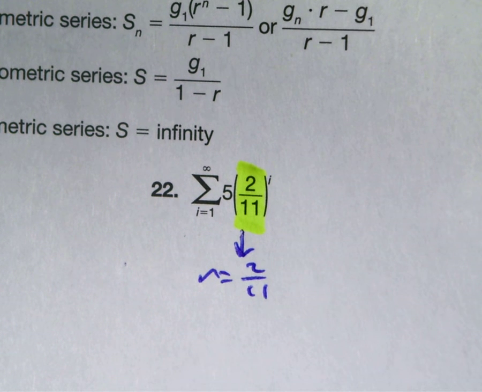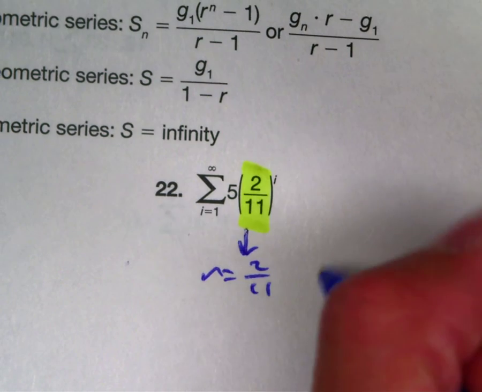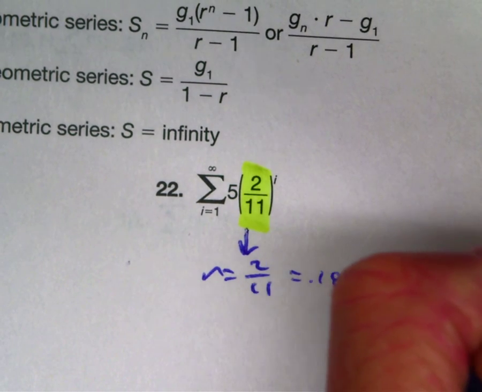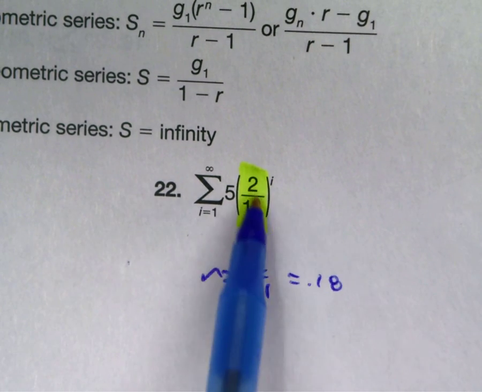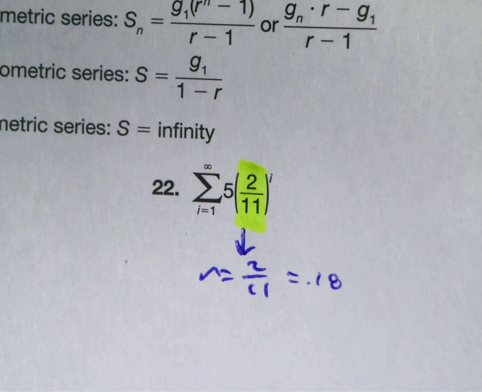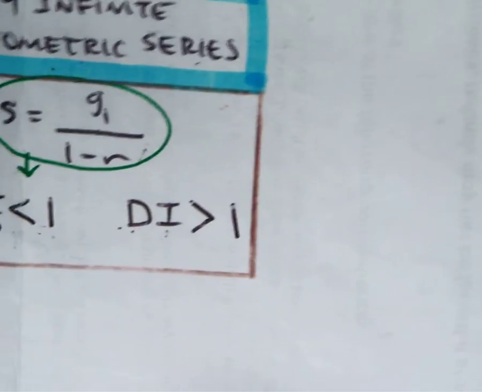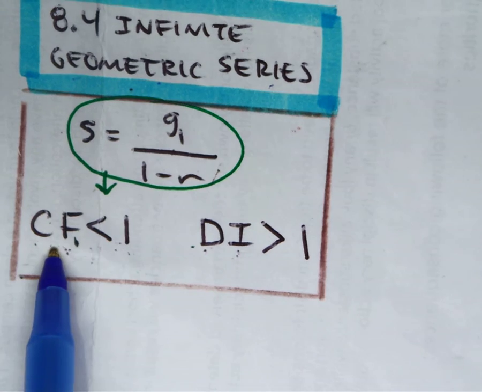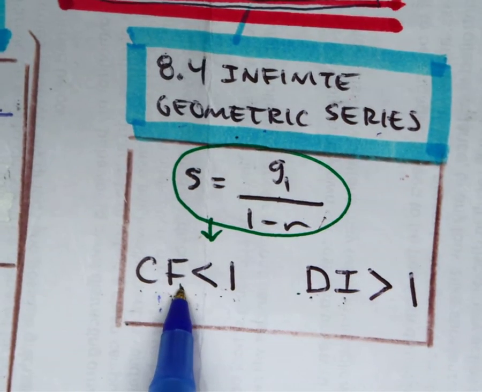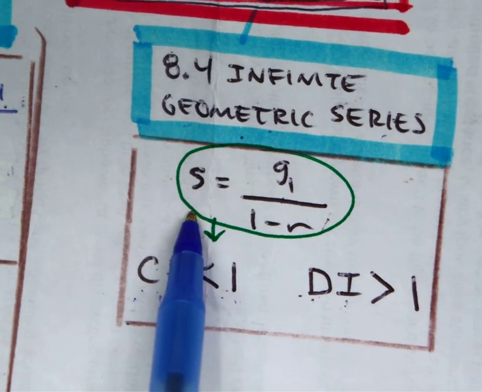If I put 2 11ths into my calculator, you'll know that it is less than 1. And you also know it's less than 1 because 1 is 11 over 11. I know it's a geometric because it has a common ratio. If it's less than 1, it's going to be a finite. And it's going to be a convergent. So I'm going to write down the formula.